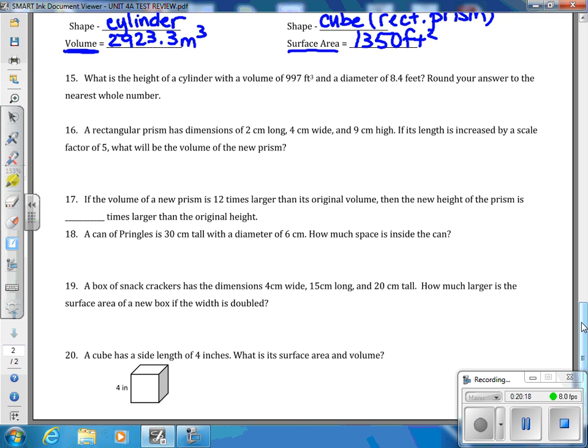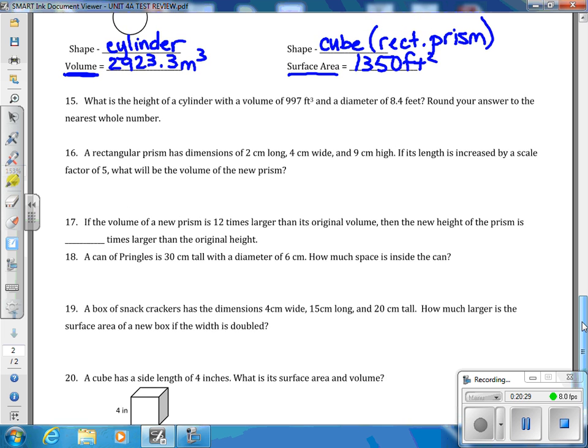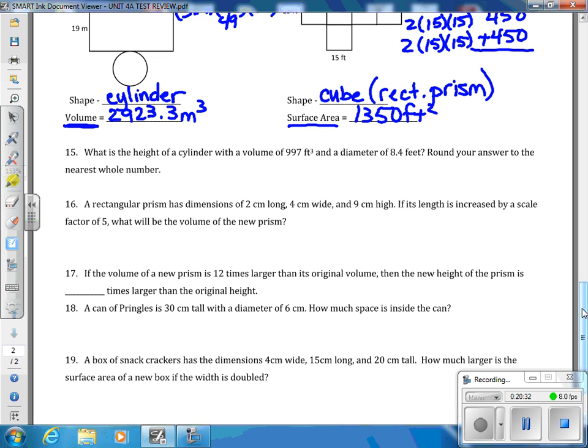And you're going to have to make sure that you answer the question that it's asking for. So for number 15, it's asking you, what is the height of a cylinder if the volume is 997 feet cubed and it has a diameter of 8.4 feet? And to round your answer to the nearest whole number. In other words, don't leave me with a decimal.